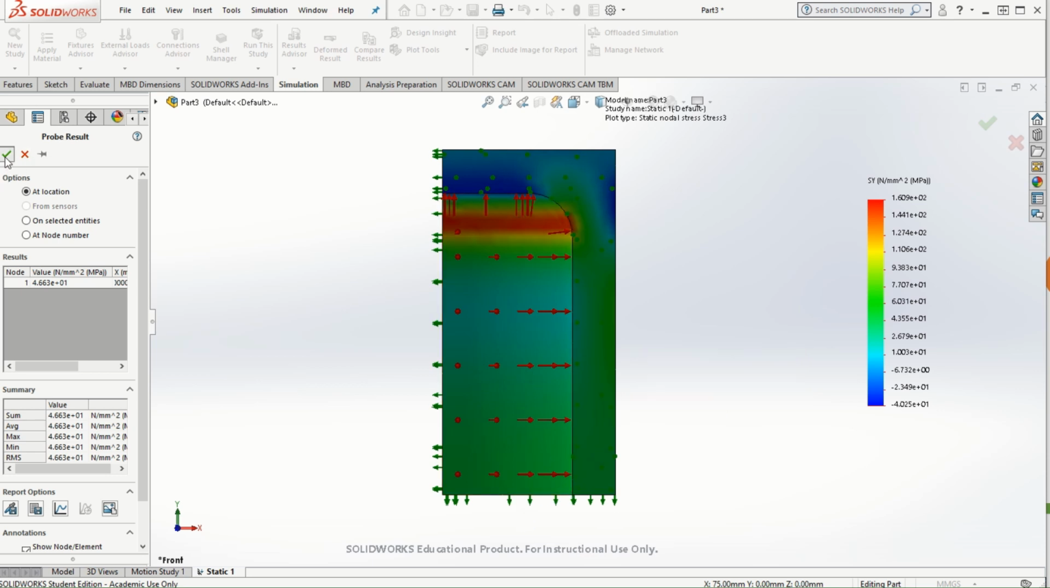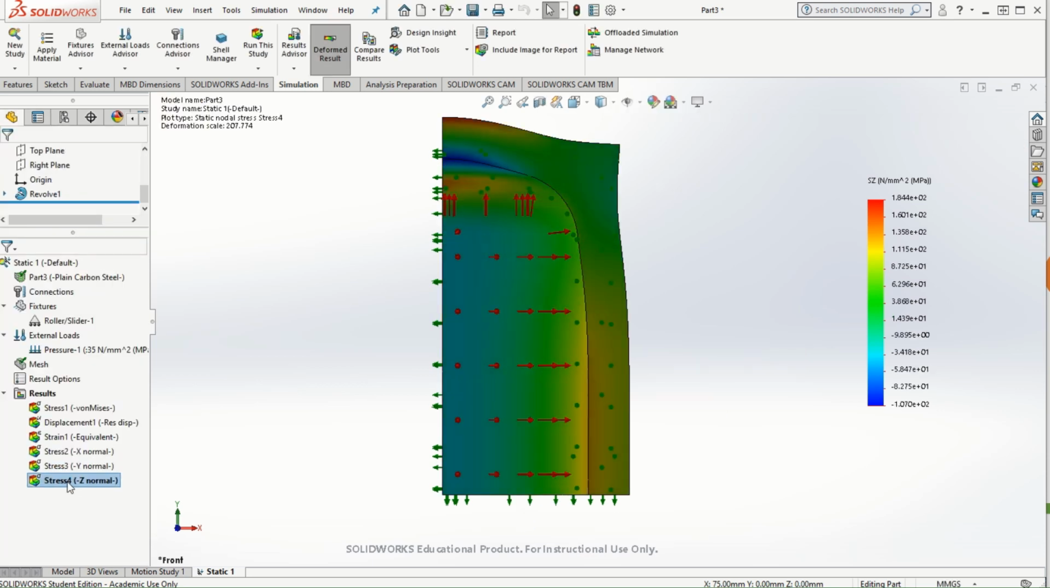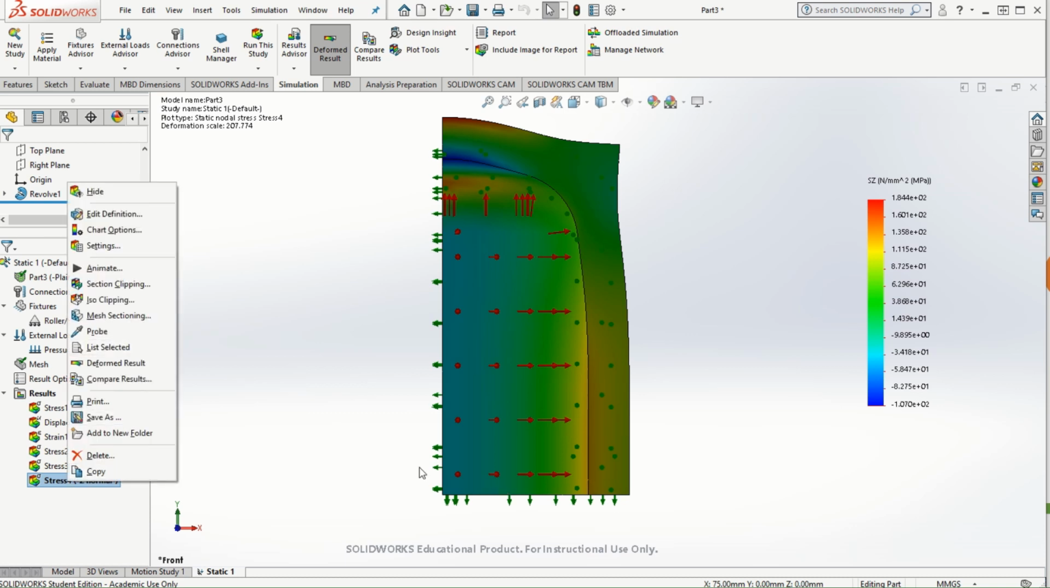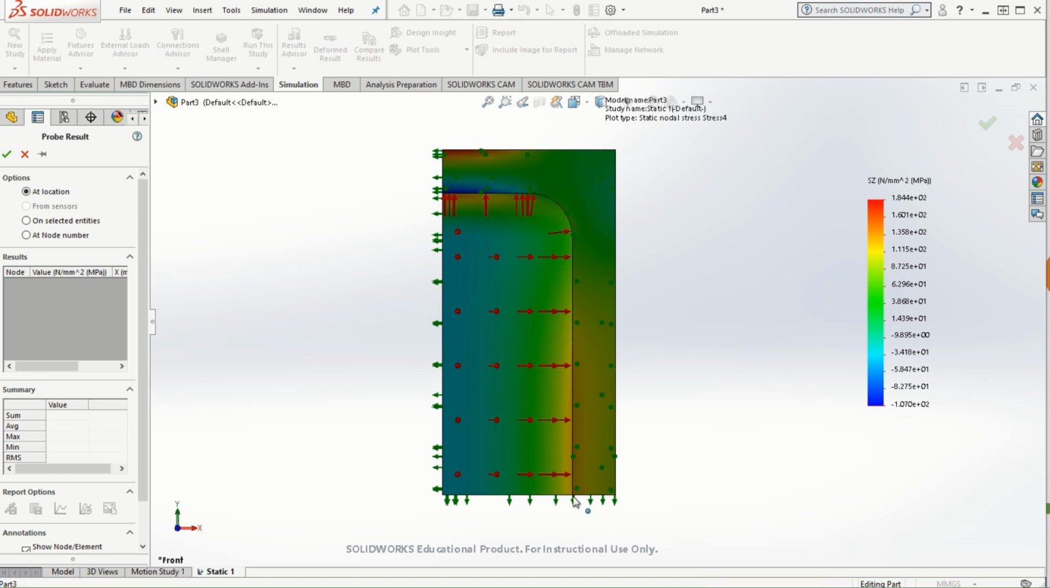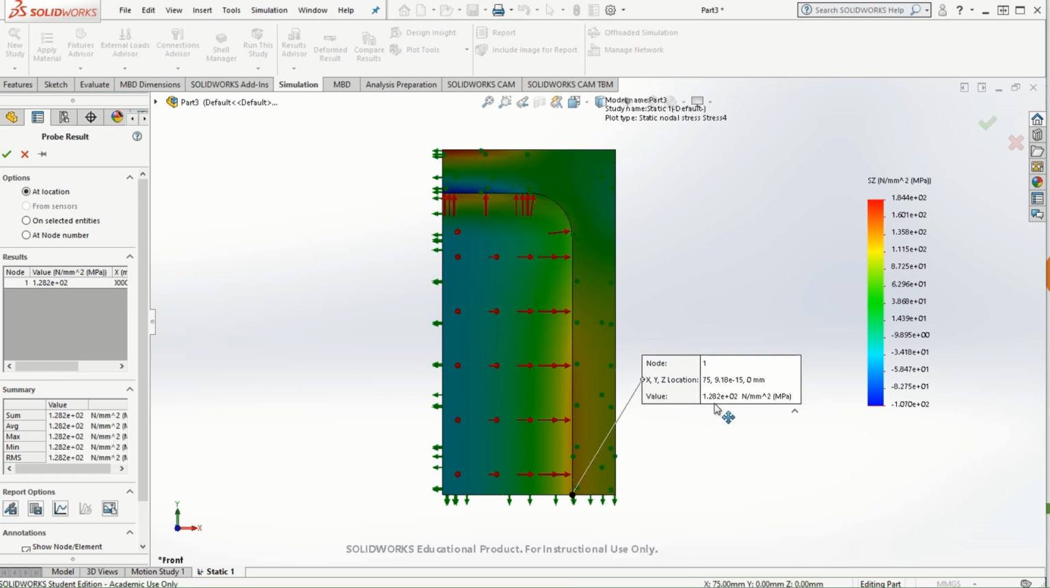And then finally the comparison or the validation with the z-axis, which is the circumferential stress direction. Probe, click there, and we get 128.2 megapascal.